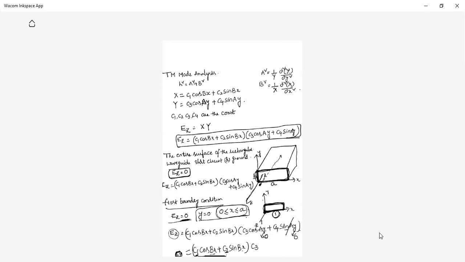After applying the first boundary condition, what did we get? C3. We got C3 is equal to 0. Are you getting it? What we are trying to do here is apply the boundary conditions one by one, and find out the values of C1, C2, C3, C4. Any doubts in this?